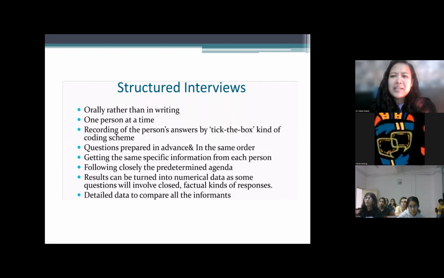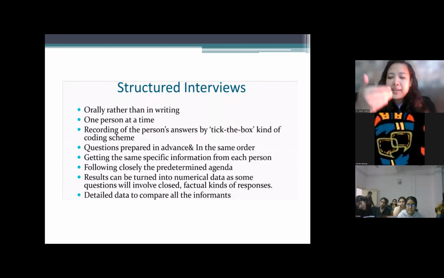Orally rather than in writing. Usually, as linguists, you will probably elicit written responses, but that is very specific. First of all, the language has to have a script, and usually if it's an endangered language, it does not really have a script, and even if it does, it becomes a difficult process. So it's usually held orally rather than in writing. Again, one person at a time.